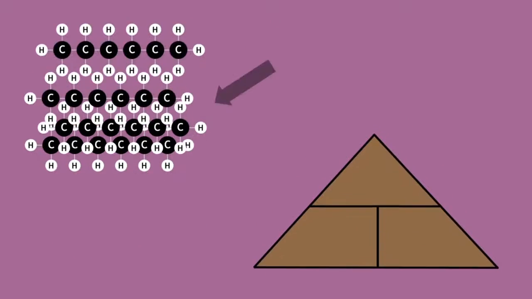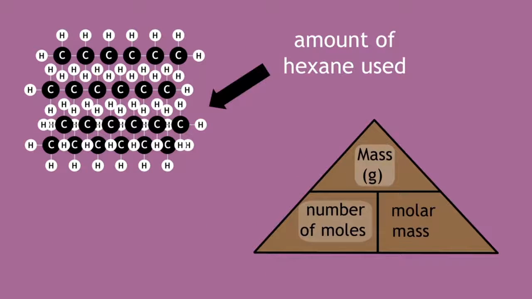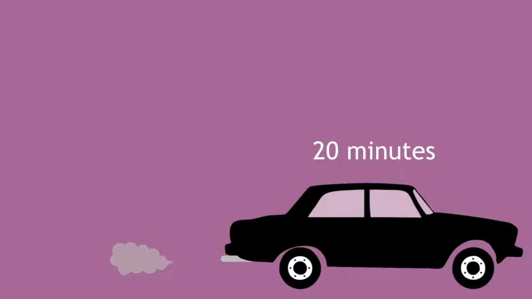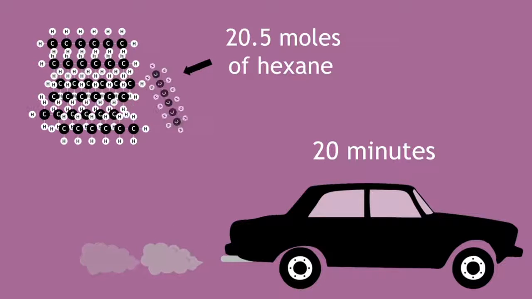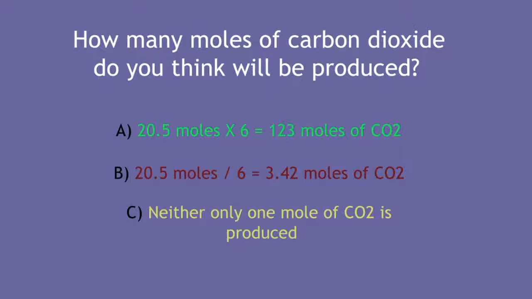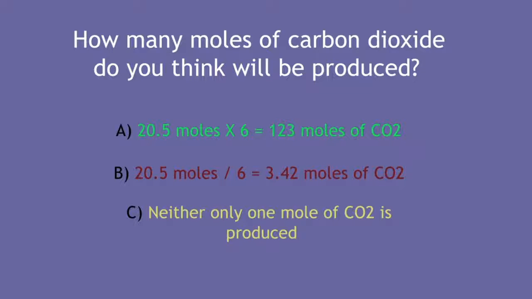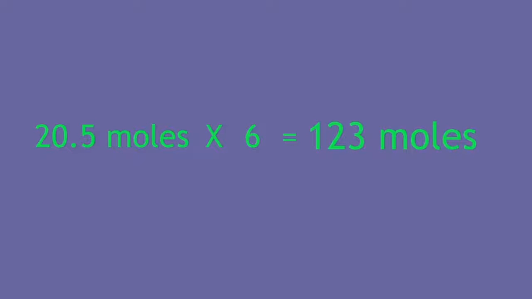The amount of hexane used in mass and moles will vary according to how long the car is used. Let's say that you used the car for 20 minutes and it combusts 20.5 moles of hexane. How many moles of carbon dioxide do you think will be produced? Pause, select and continue when you're ready. The correct answer is A, because 20.5 moles times 6 is equal to 123 moles.